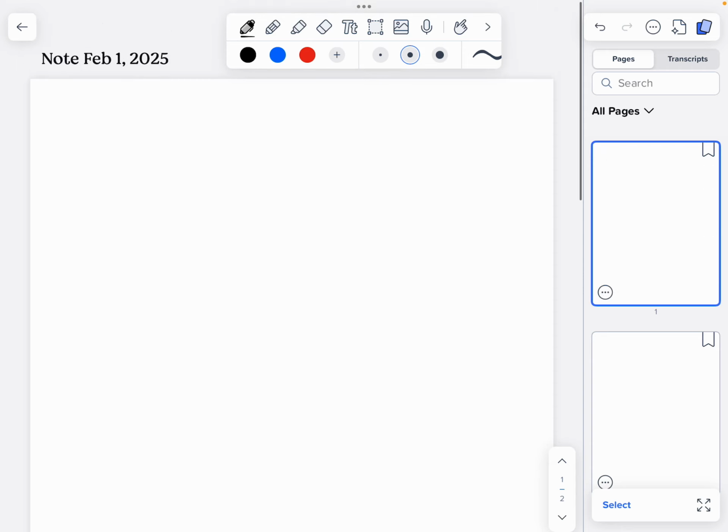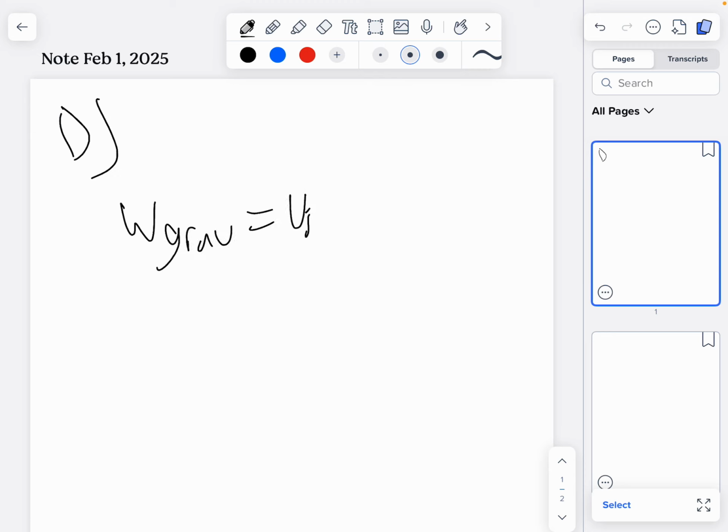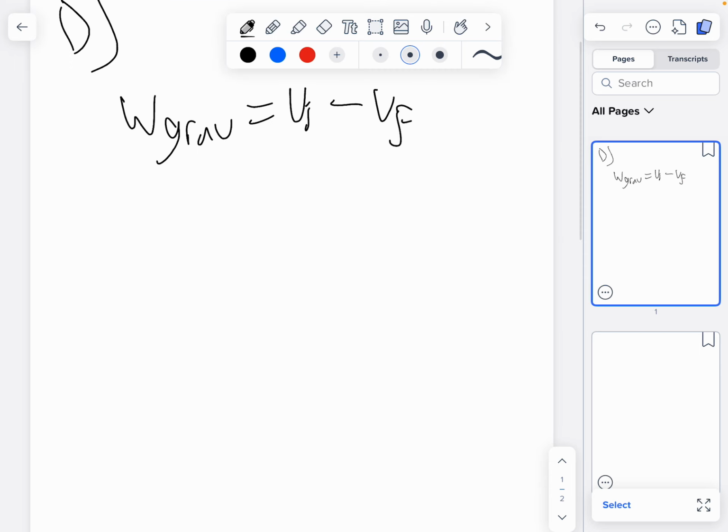So on part D, the key idea is that the work done by gravity between 2 points equals the negative change in gravitational potential energy. We can show that with W grav equals U initial minus U final. We know that points A and C are at the same height and same angle, so the potential energies are equal. So we can just write out this equation.